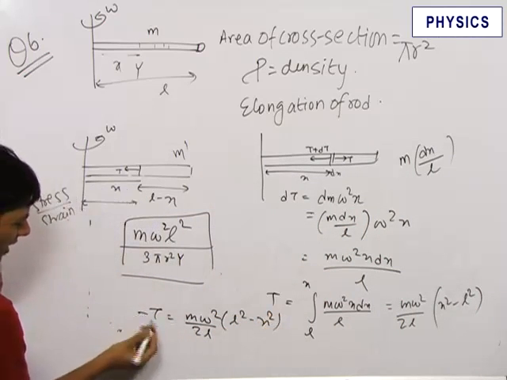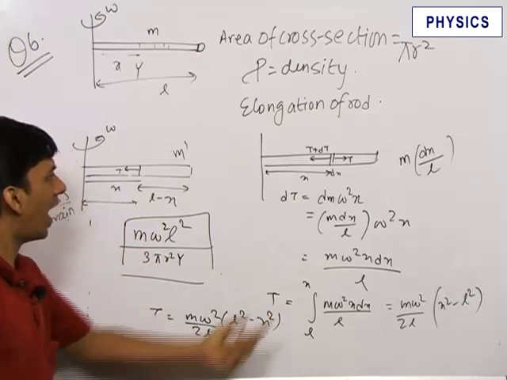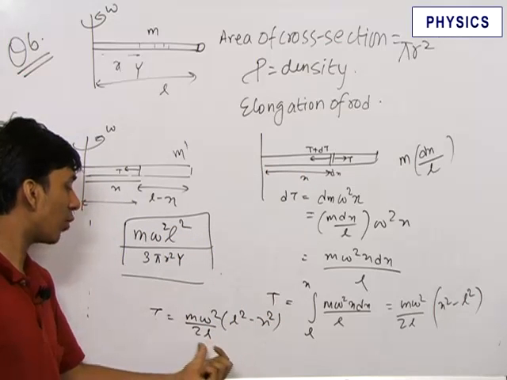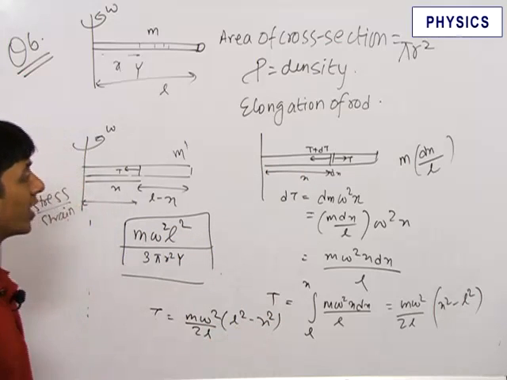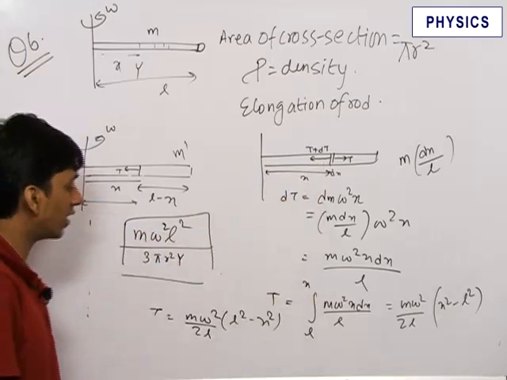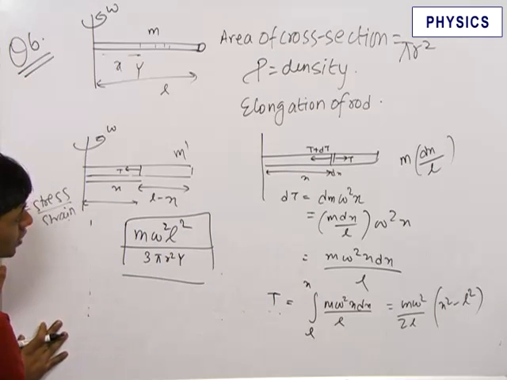This just tells you the direction, so you can forget this. Therefore, the value of tension at a distance x comes out to be the same as it came previously, that is m omega square upon 2L into L square minus x square. So, you can use this method also to find out the tension in the rod. So, the final answer comes out to be m omega square L square upon 3 pi r square into Y.